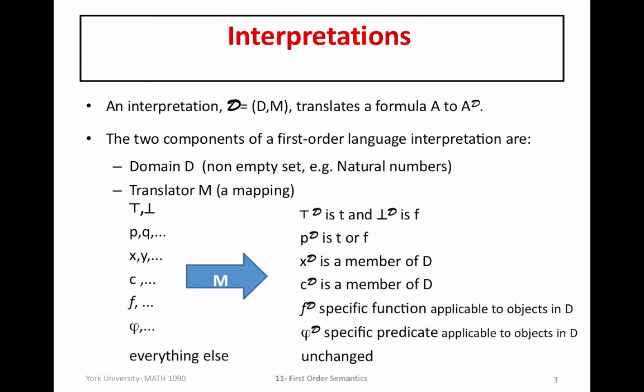And finally, everything else remains unchanged. So all of the connectives, the brackets, the equal sign, all remain unchanged by the map. But we know what their meaning is based on how we've defined them before. Okay, so that simply introduces what we're going to cover in this section, as well as what an interpretation is. And the next video will explore how to use interpretations to translate well-formed formulae into their applicable interpretations.